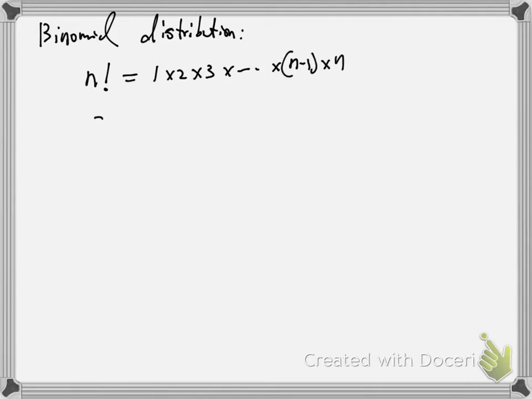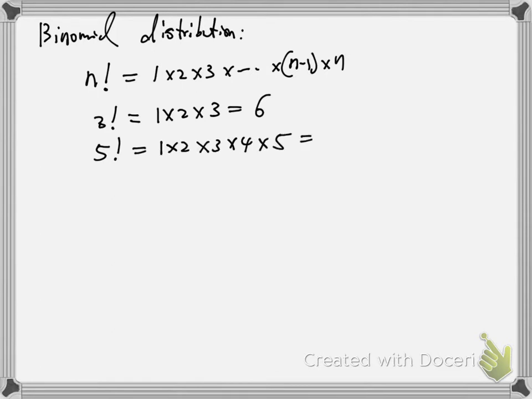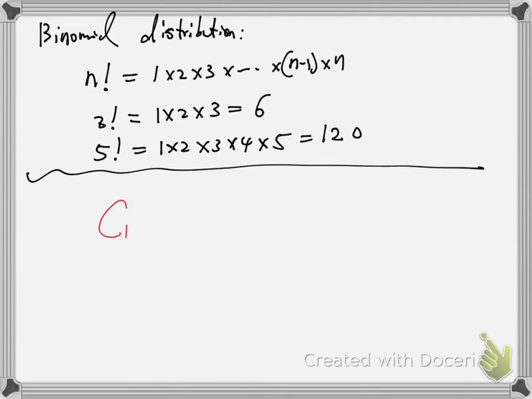So if this is 3 factorial, that means 1 times 2 times 3, so 6. This is 5 factorial, then this is 1 times 2 times 3 times 4 times 5, so this is 120. Okay, so factorial is the product of all the integers between 1 and n. So this is the one you have to remember. The next formula will be given. So I change it to red.